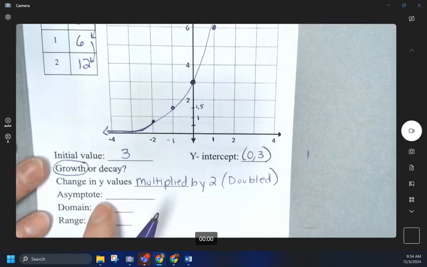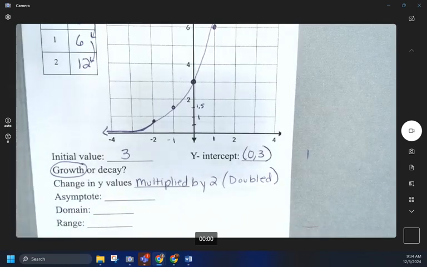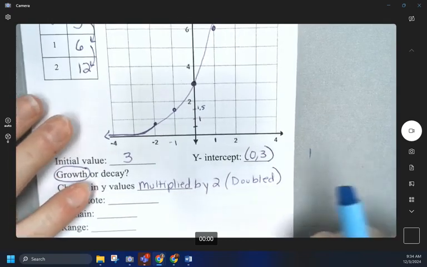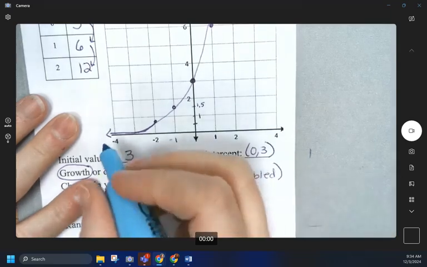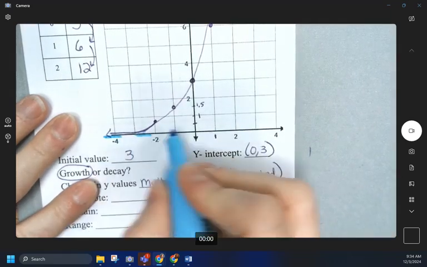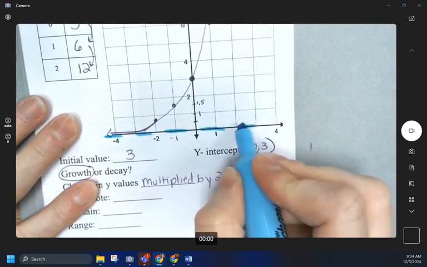Okay, our asymptote, we're going to draw our asymptote with our highlighter or marker. In Algebra 1, we will only see it as y equals 0. So put it on the x-axis.